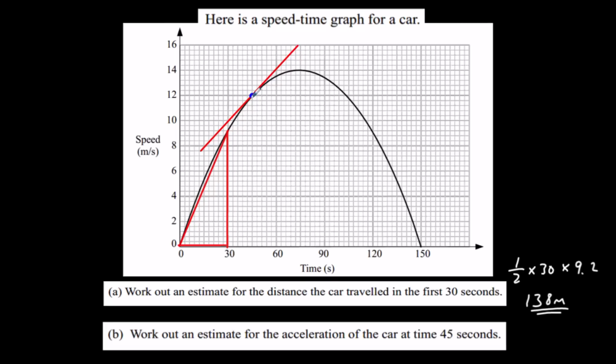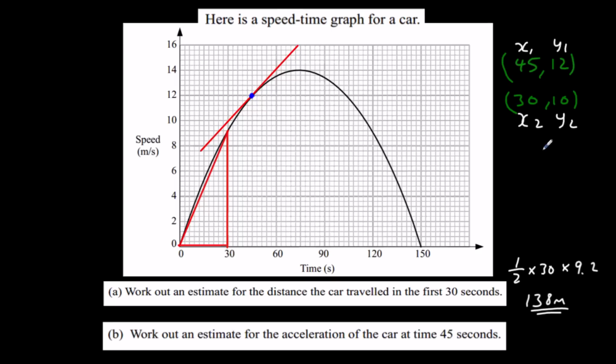Let's find 2 points and work out the gradient. So 45, 12 is 1 point, and 30, 10 seems to be a point. So we'll have change in y over change in x. So we can call these x1, y1, x2, y2, or even the other way around.